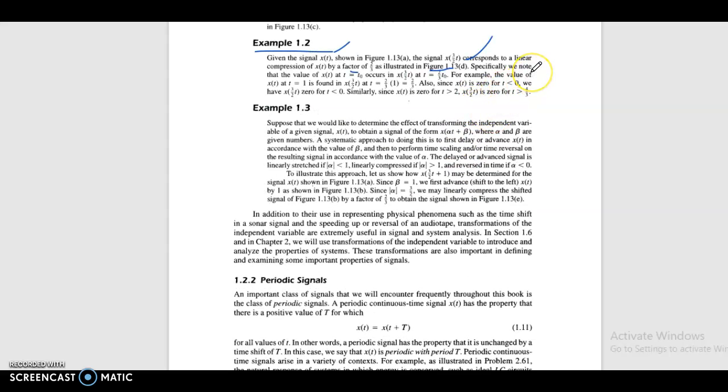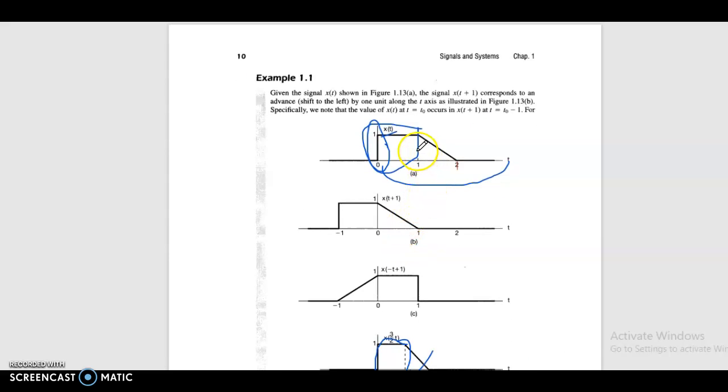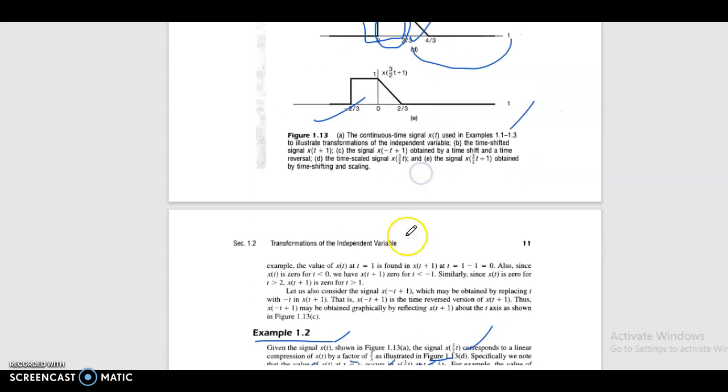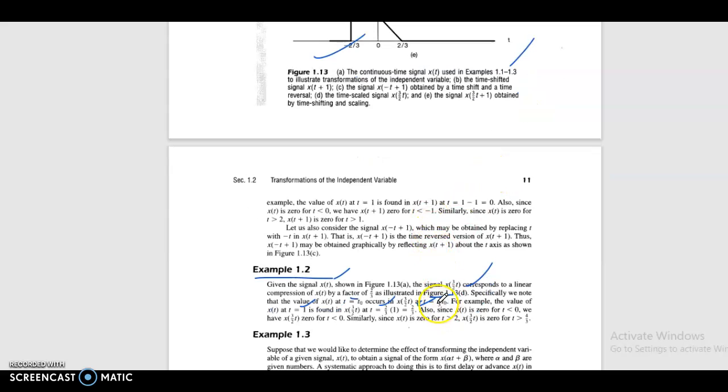For example, the value of x of t at t equal to 1 is found in x of 3/2 t at 2/3, that is 2/3 of 1, equal to 2/3. What is happening here in figure d, in linear compression, is happening at 2/3. Here 0 to 1, here 0 to 2/3.